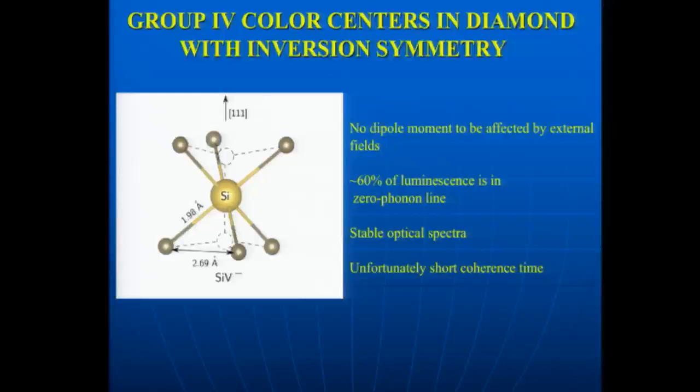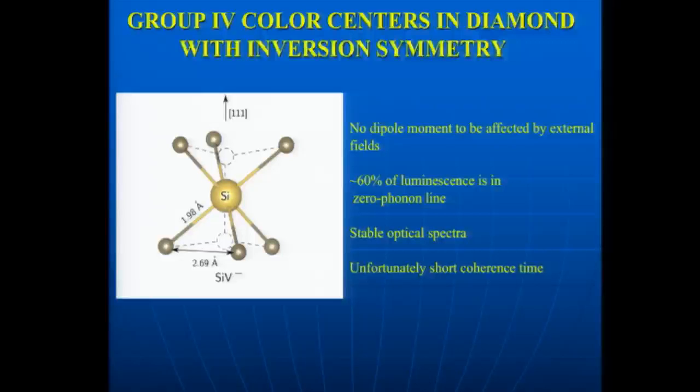So people are interested in trying to come up with other color centers to avoid this problem, in particular from the elements in the group four column in the periodic table, by exploiting the fact that silicon, germanium, lead, and tin also form color centers. Here's a picture of one of them for silicon. Here are the two vacancies, and the silicon color center is defined by having a silicon atom midway between these two vacancies. The nice thing about this structure and its symmetry is it doesn't have a dipole moment, so it's not susceptible to problems from external fields like the NV center.